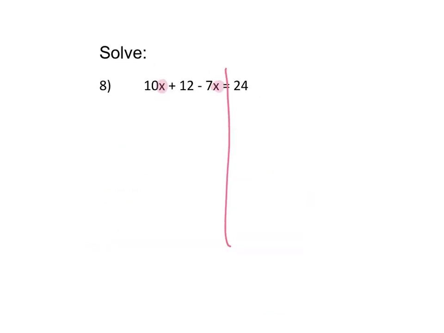On this question number 8, we are going to follow the same steps. First step would be to distribute. There's no parentheses, so we do not need to distribute. Our second step is going to be to combine our like terms.